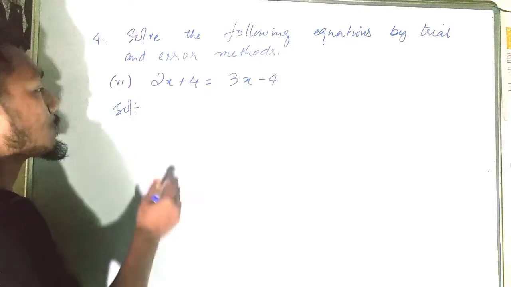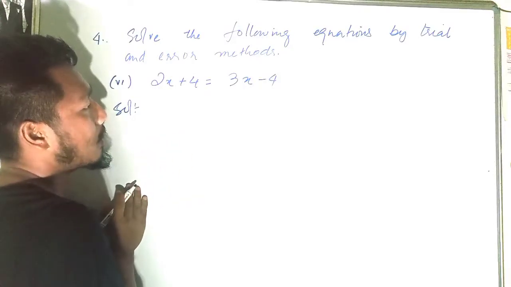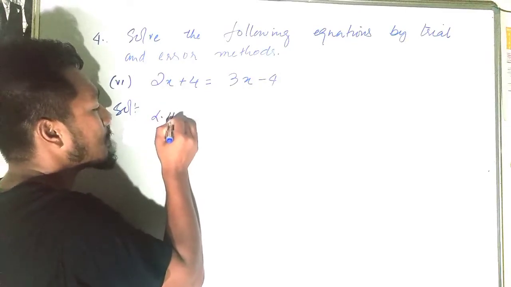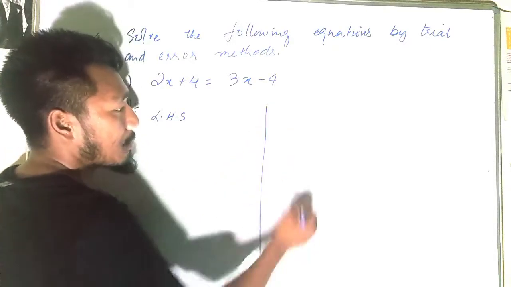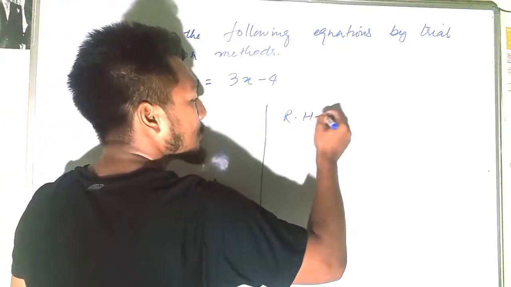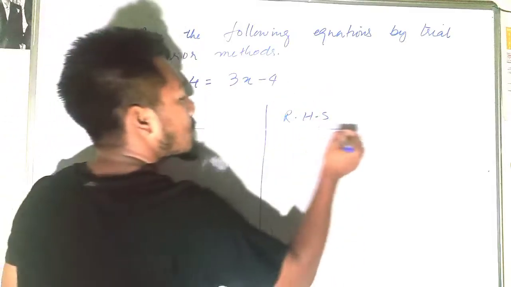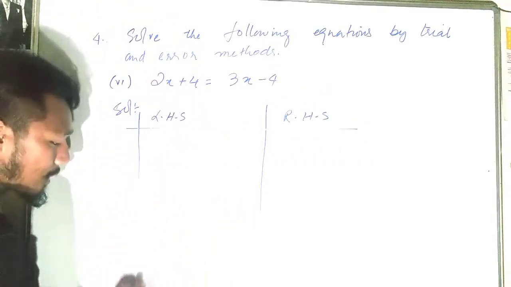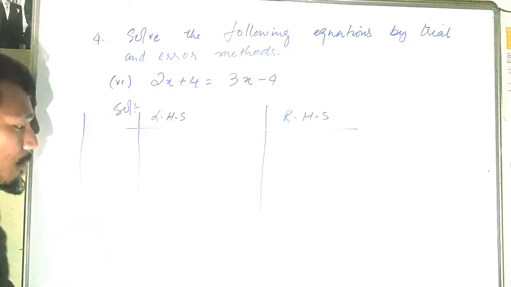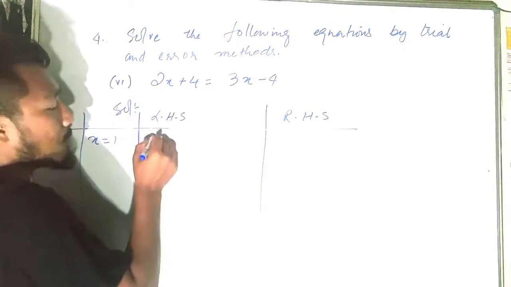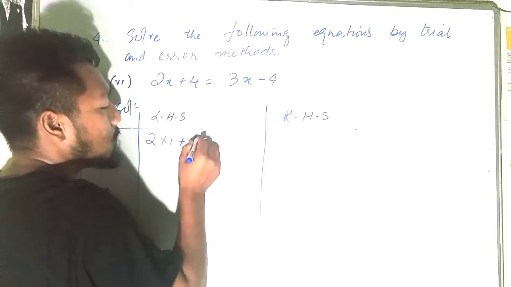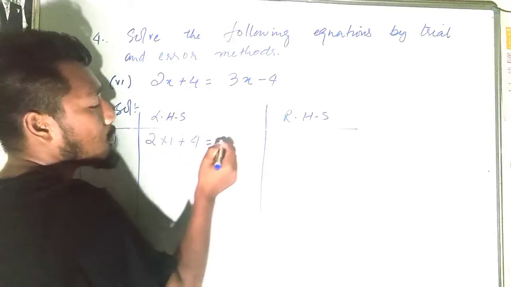So here we'll start by putting numbers in place of x on both the left hand side and the right hand side. This way will be easier for me to make you understand. Let's say x is equal to 1. Left hand side: 2 into 1 plus 4, 2 ones are 2, plus 4 is 6.